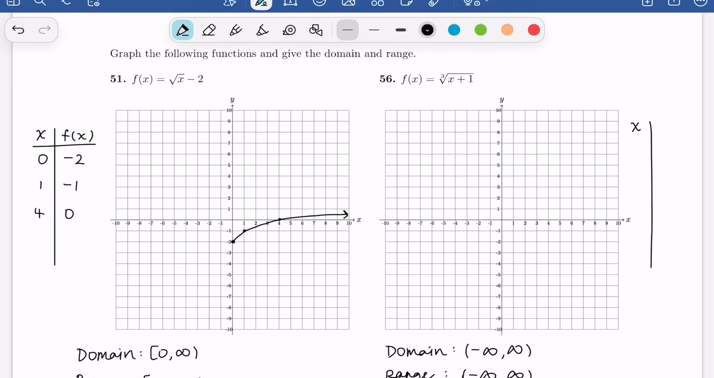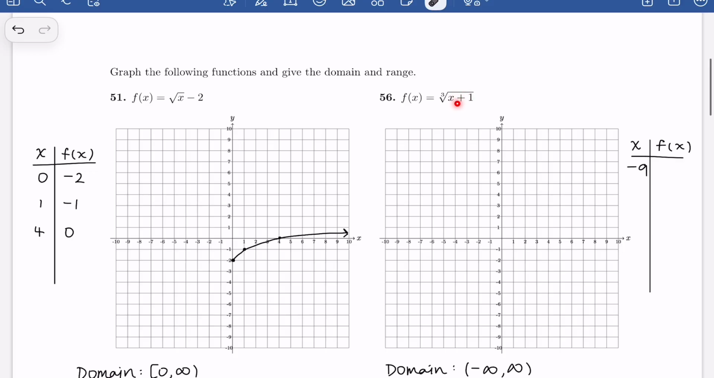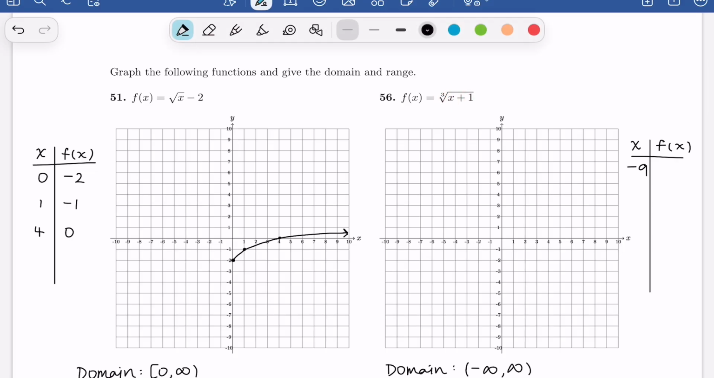Again, we're going to create a table here, plug in some values, and see what we get out. Now, since we do have the third root here, it is in our best interest to pick nice numbers that we can plug into this function so we can get nice numbers outputted, just like we did in this first one here. So the first number that I'm going to plug in then, let's plug in a -9. If I plug -9 into this function here, I'm going to take -9 plus 1, and that's going to give me a -8. The third root of -8 is -2. So I plug in -9, I get out a nice number, -2.